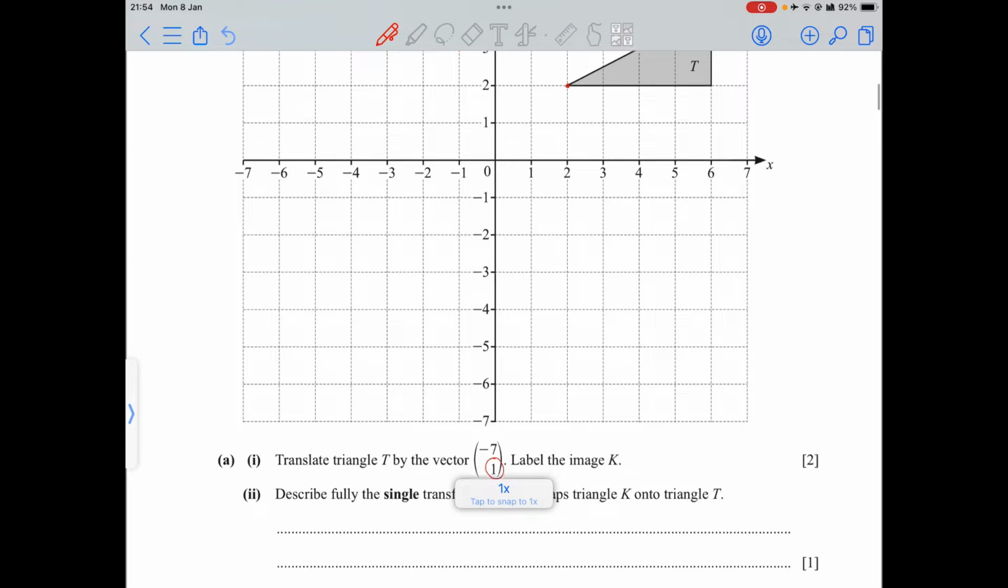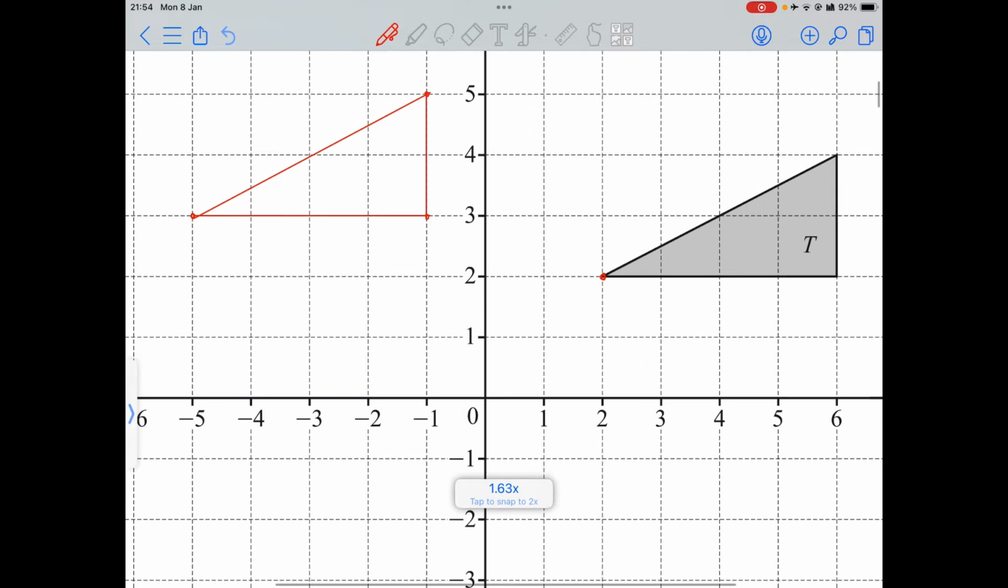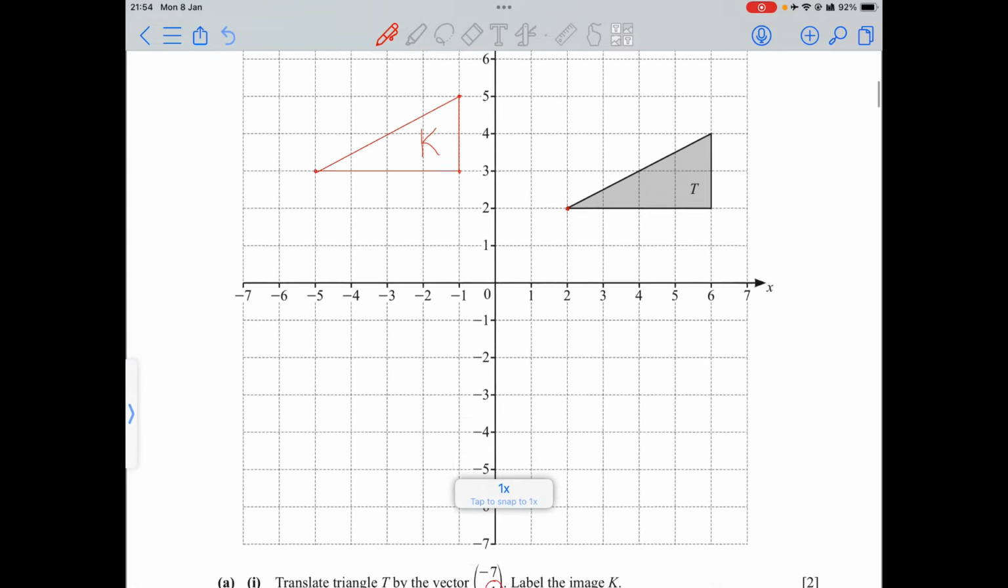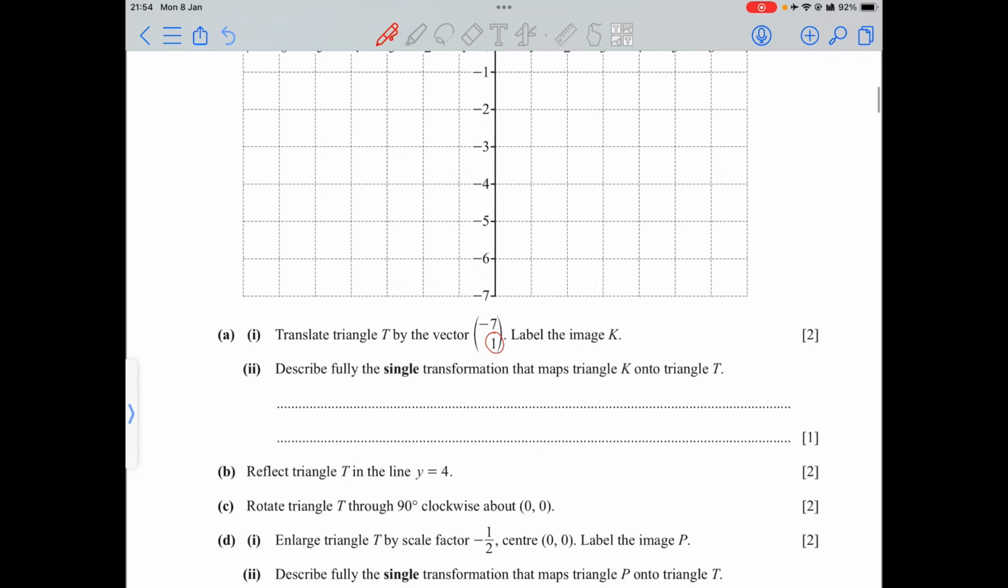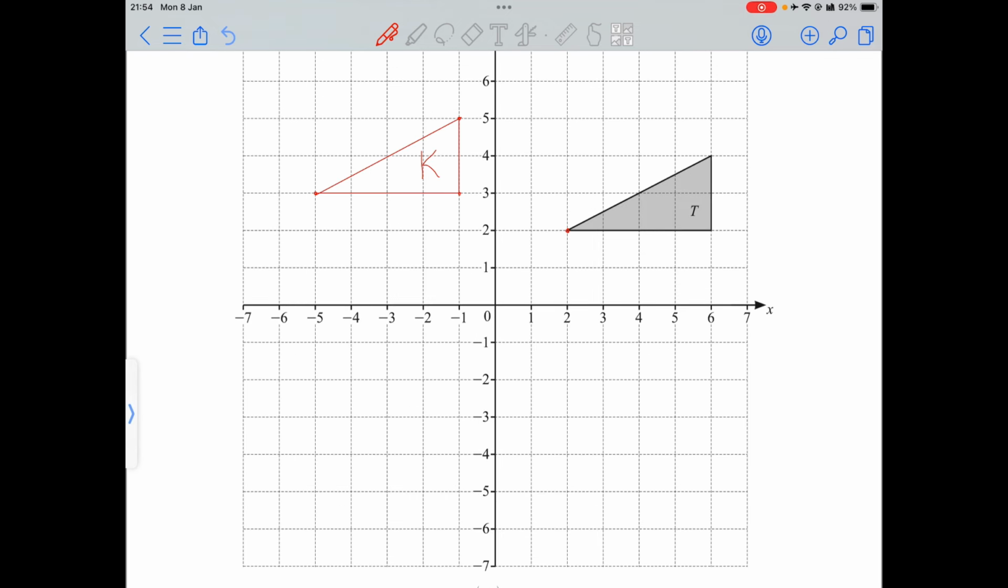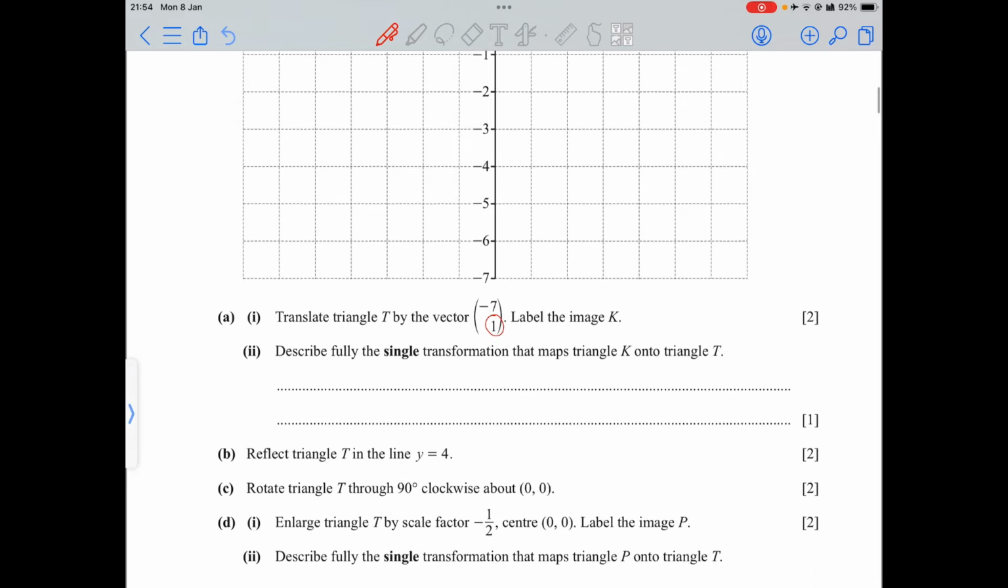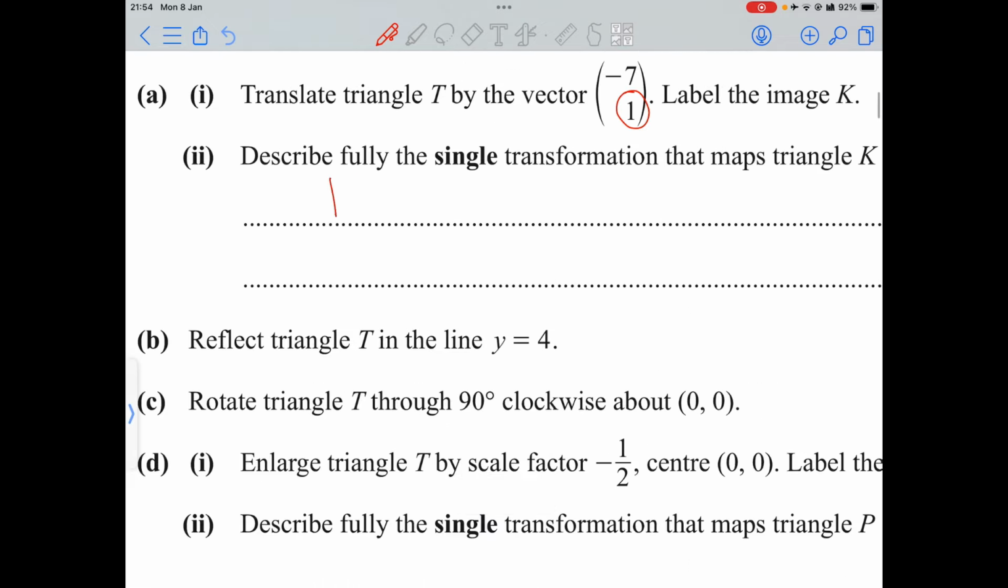And it says label the image as K. We have to label this as K. Now, it says describe the single transformation that maps triangle K onto T. So first it asked us to create K from T. Now they're asking how we can get T from K. So again, it's simple. It's a translation.